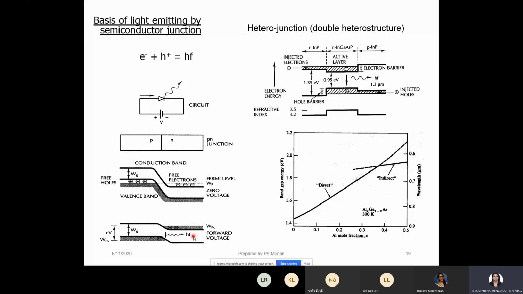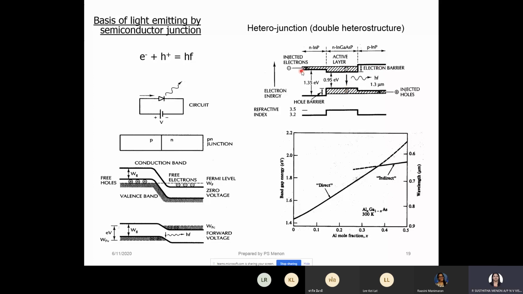This shows a double heterostructure laser where you have the N region, the P region, and the middle is what we call the active region. The active region is the region where light is emitted. You can see the energy band gap here is very high, 1.35. Here it is 0.95 and here it is 1.3. So the electrons and holes will recombine in the active layer.